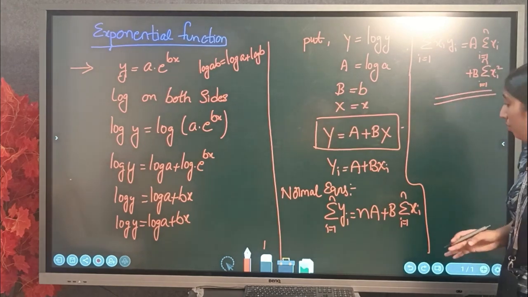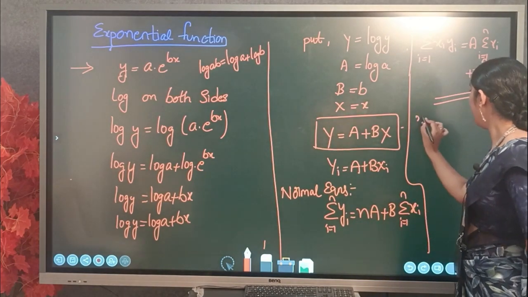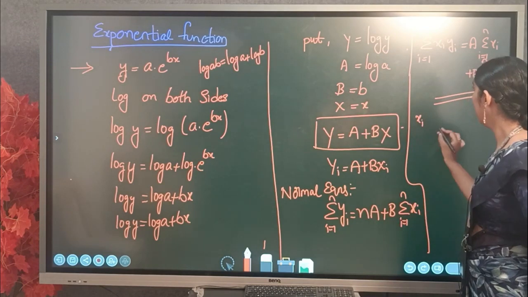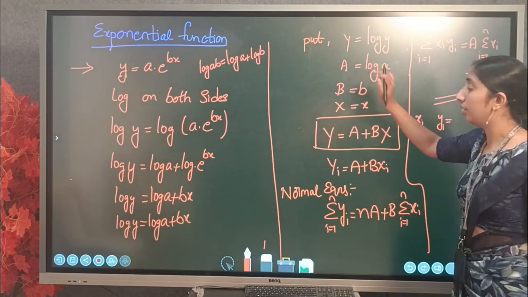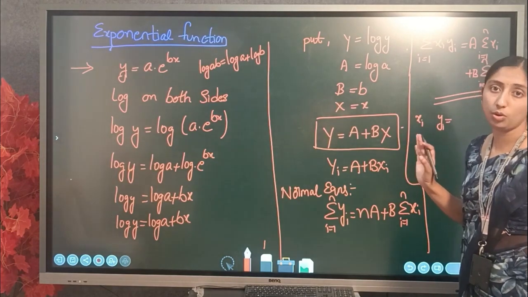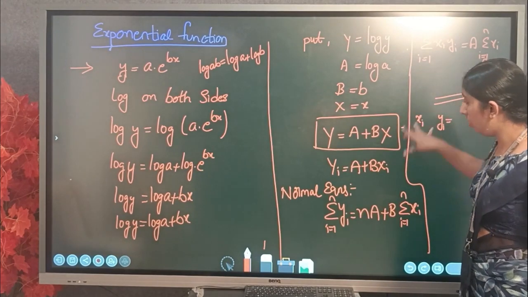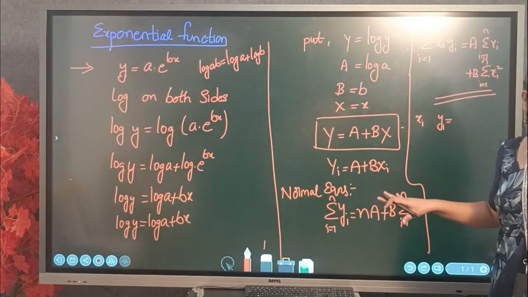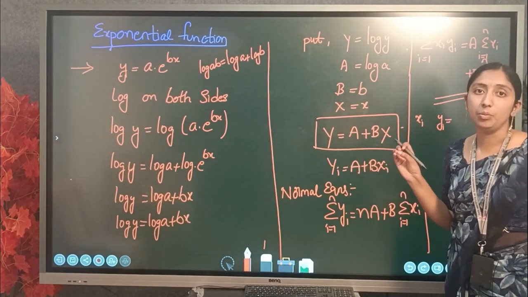For this also you have to construct a table. What are those? You have to construct xi, and in the same way yi. Yi means you have to place capital Y is equal to log y. In that procedure you construct a table and place all the values in these two equations. Then you solve these equations to get the values of a and b.